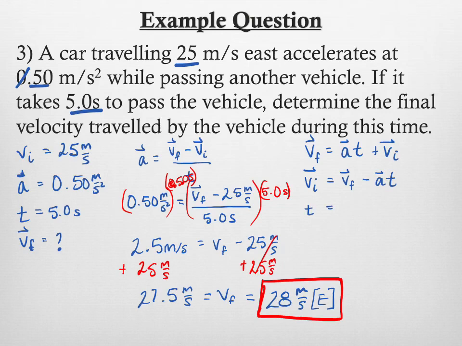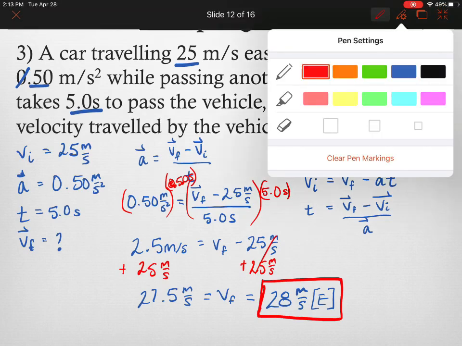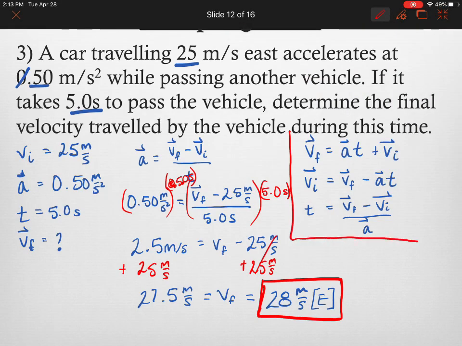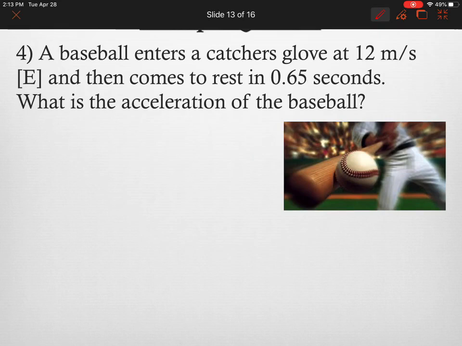And for time. So if you ever have a situation where you have final and initial velocity and acceleration, you need to figure out how much time it took, then you can use that. So those are all your rearranged equations for this acceleration formula. Okay, one more question. Let's do it.